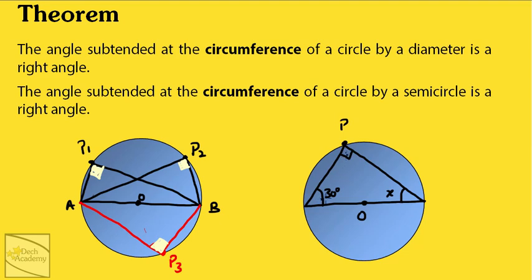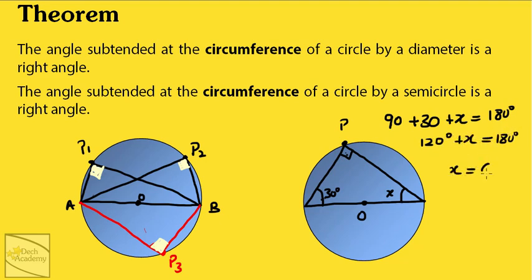So we have 90 plus 30. What do you know about the sum of angles in a triangle? They all add up to 180 degrees. So you know that 90 plus 30 plus x must be equal to 180 degrees. So you know that 120 degrees plus x is 180 degrees. So you know that x is 60 degrees. It's as simple as that.